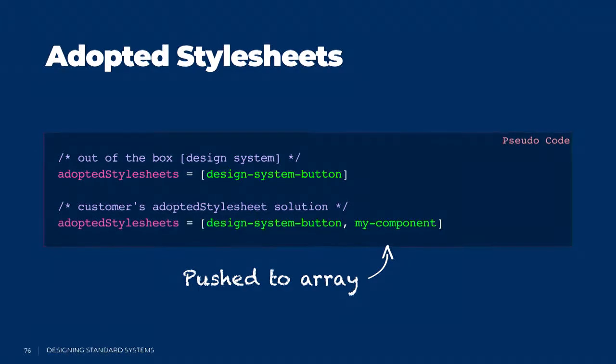Well, they can use constructible style sheets. Constructible style sheets is this thing where we're going to take advantage of something each shadow DOM has called an adopted style sheet. Basically, it's just an array. Because it's an array, we can push new CSS to this existing array that already has CSS built into it. So the design system that we ship already has our design system button inside of that constructible style sheet, or that adopted style sheet.